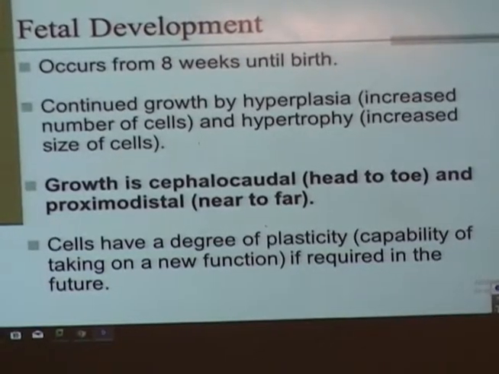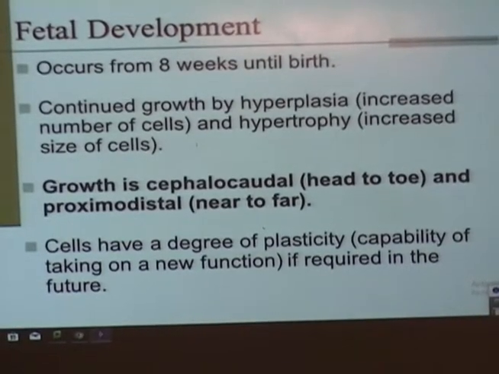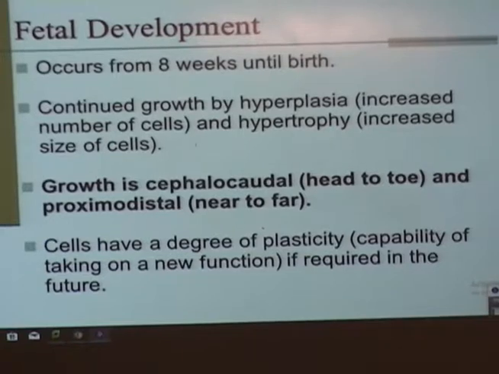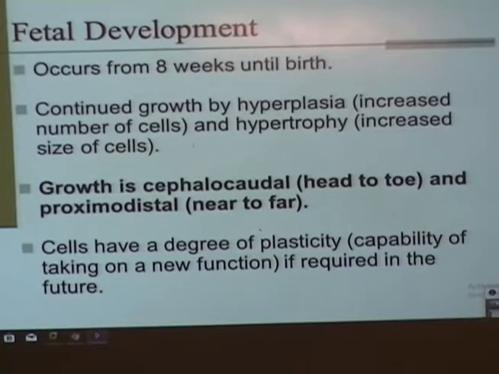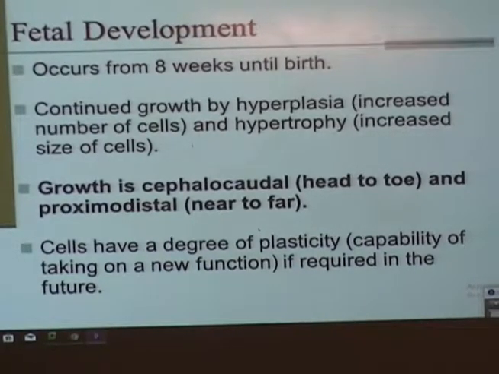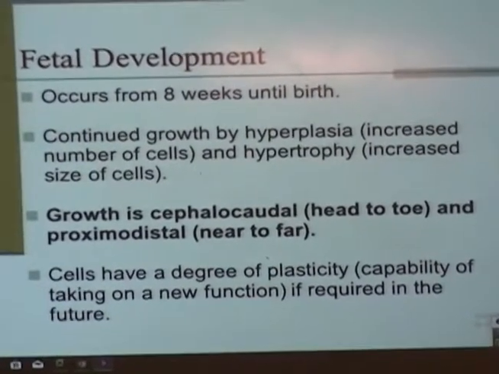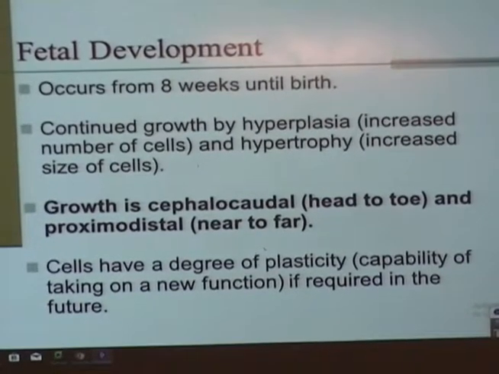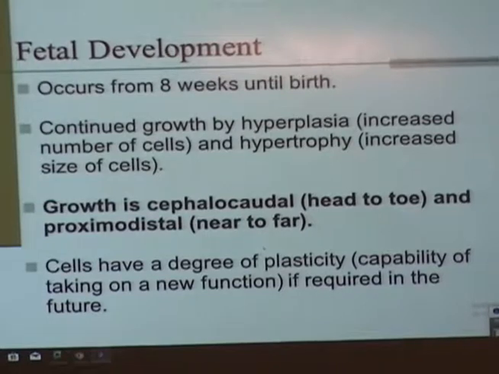All right, so at 8 weeks, we technically transition from what is called an embryo to a fetus, and it is a fetus until birth. All right? And so what we see during this time is still rapid continued growth. And growth is occurring in 2 ways. Right? The first way is hyperplasia. Hyperplasia means we're increasing the actual number of cells that are within the body.